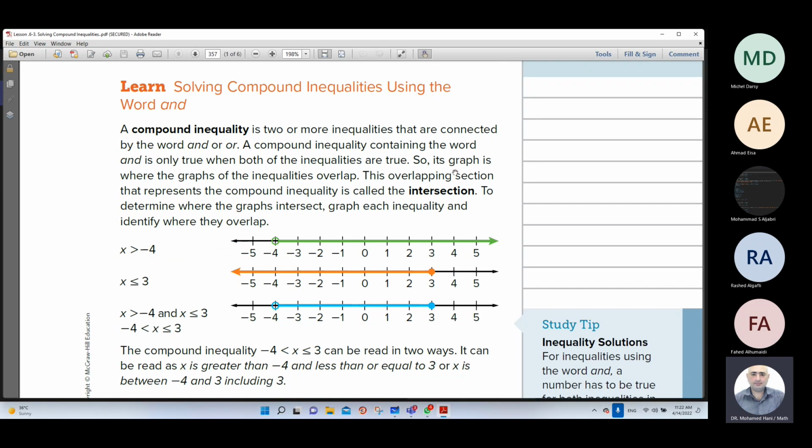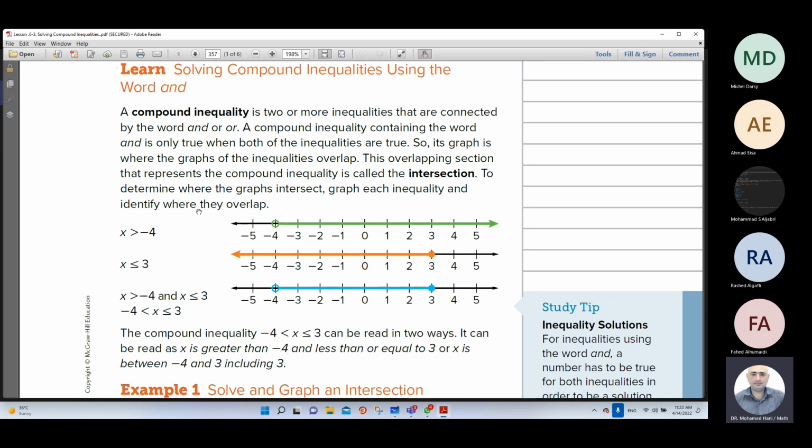So its graph is where the graphs of the inequalities overlap. This overlapping section that represents the compound inequality is called the intersection. To determine where the graphs intersect, graph each inequality and identify where they overlap.